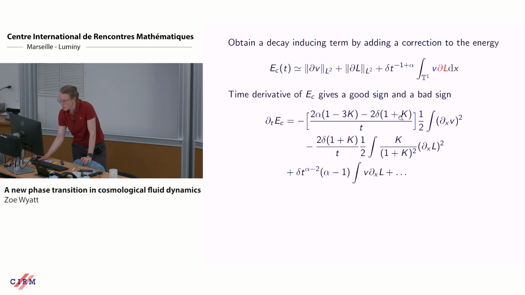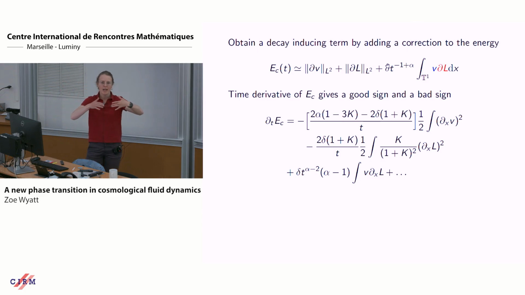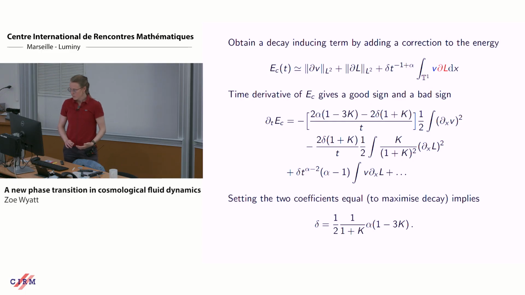I think it's this one, or maybe this, no, sorry. You pick up a term here with a good sign. So that's great because that gives you back your dxl term, which we were missing. But then you pick up a term with a bad sign, which works against the good decay that we had from before. So you just need to pick one of your parameters to maximize the decay in this argument. So that's what we do.